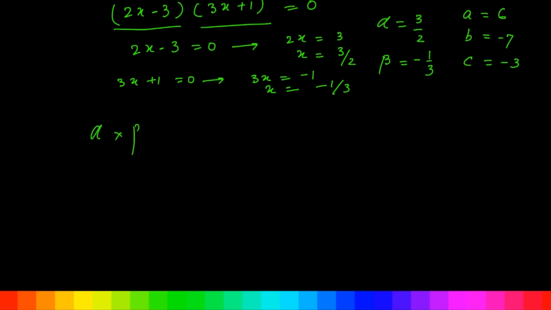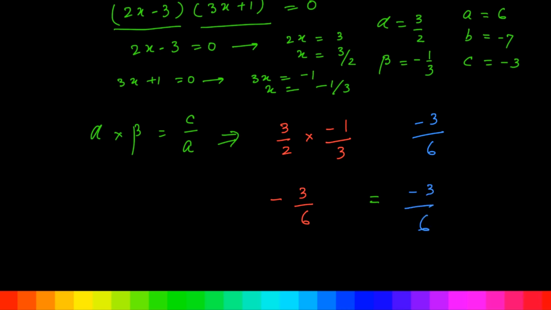Alpha multiplied by beta is equal to c over a. Putting the values, alpha is 3 over 2 multiplied by beta, minus 1 over 3. C is minus 3 and a is 6. On multiplication we get minus 3 over 6, and on the right hand side it is already minus 3 over 6. So the relationship between the product of zeros and the coefficients is also verified.